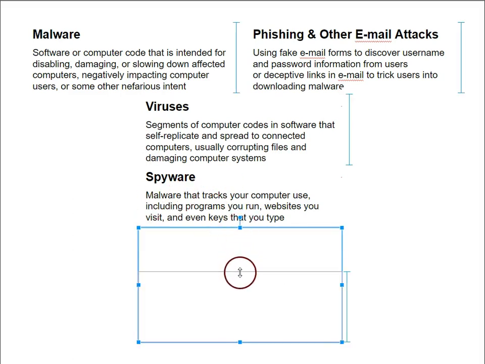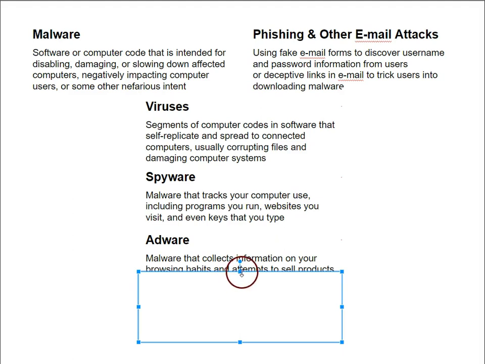Related to spyware is adware. And adware is malware that actually collects information on your browsing habits. And the thing that makes it adware is it's intended to sell you something. It's intended to sell a product. So you probably have noticed this if you use Google Chrome or just Google within a browser, that you visit some websites, you're searching something that you're interested in, and later on you see ads appearing on your page that specifically relate to that thing that you were searching. And that's what adware does.